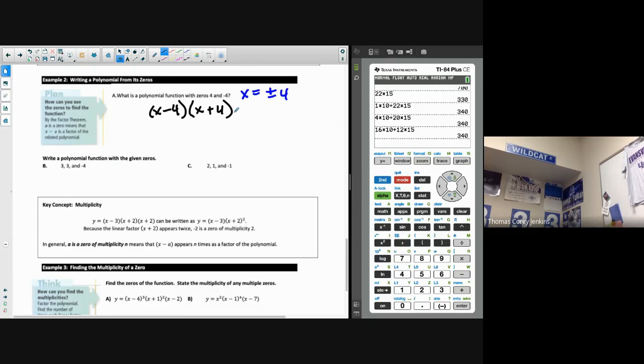Now, if it wants linear factors, then you would be done there. You could just say f of x or y equals that. I think on MathXL they're going to want you to simplify that, so you FOIL that out. That'd be x squared plus 4x minus 4x minus 16. And so that is just x squared minus 16.